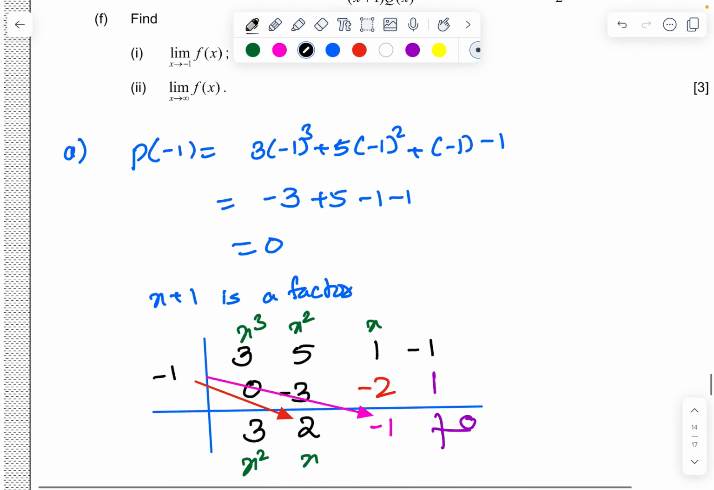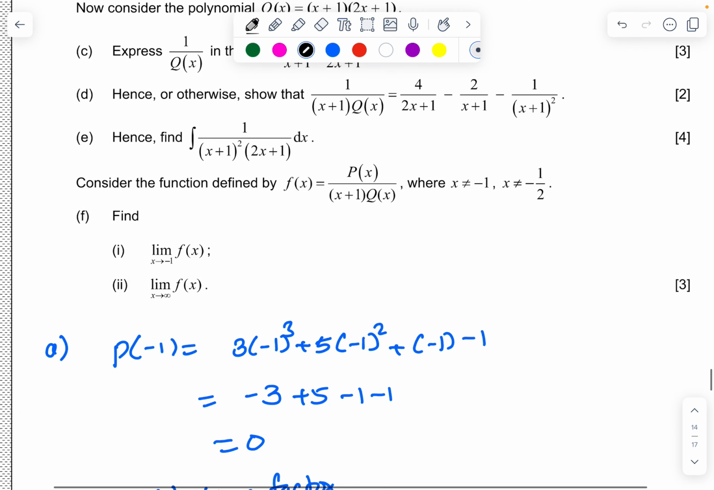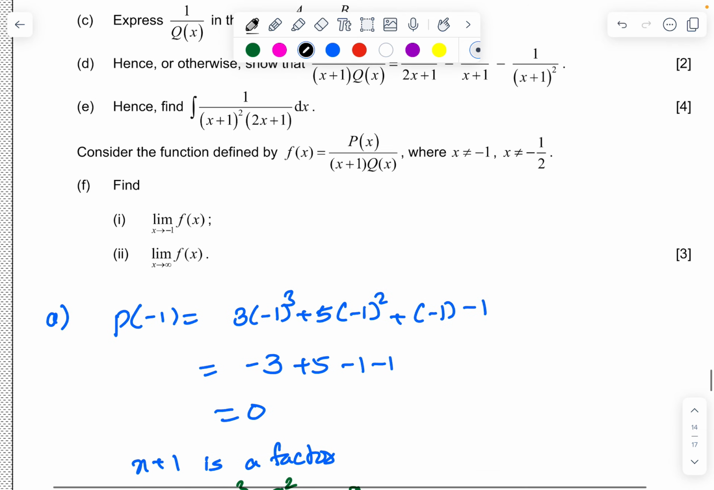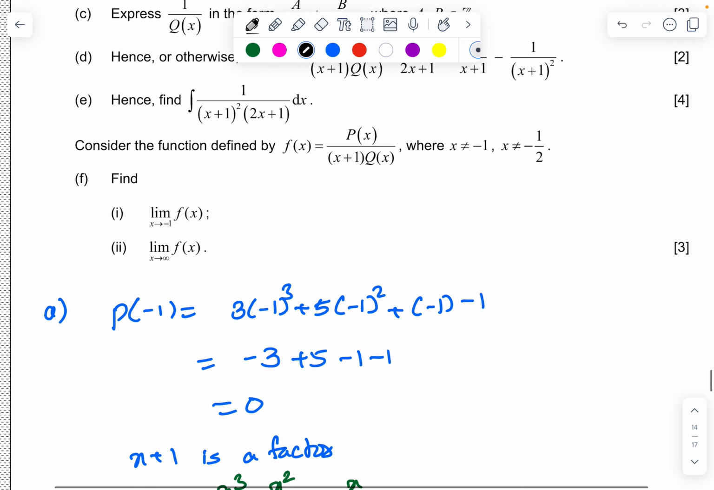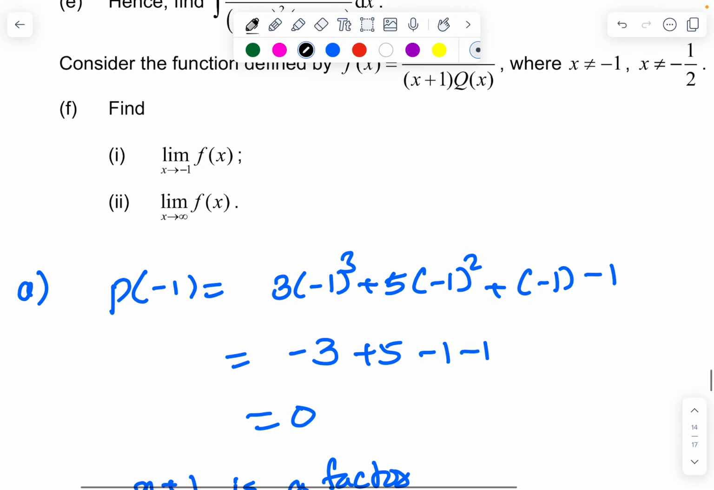And the final part of that one is what? Consider the function f of x equal to P of x by x plus 1 times Q of x, x not equal to minus 1. Find the limit as x tends to minus 1 of f of x, and as x tends to infinity of f of x.